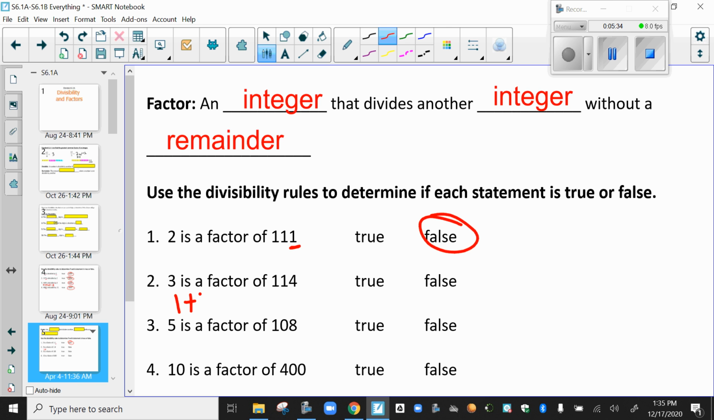3 is a factor of 114. 1 plus 1 plus 4 equals 6. Can you divide 6 by 3? Yeah, it makes 2, so this is true. 114 is divisible by 3. It's amazing, isn't it? All right.